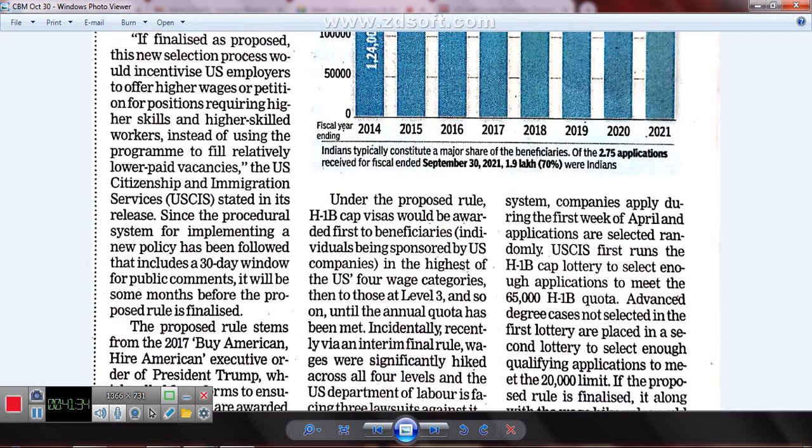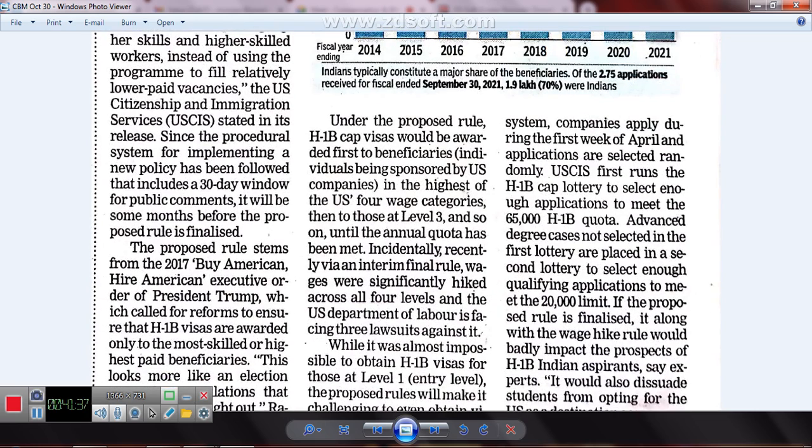Under the proposed rule, now what will happen? Please pay attention. Under the proposed rule, H-1B cap visas would be awarded first to beneficiaries, that is, individuals being sponsored by US companies, in the highest of the US 4 wage categories. Then to those at level 3 and so on, until the annual quota has been met.